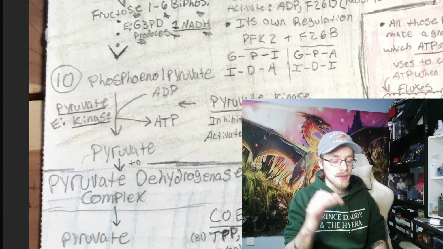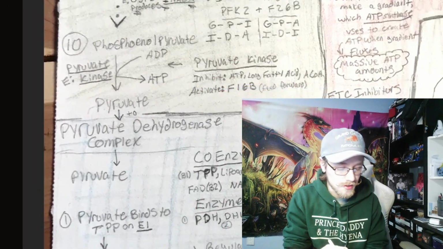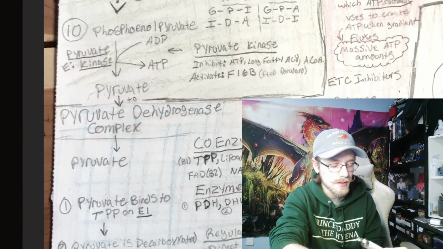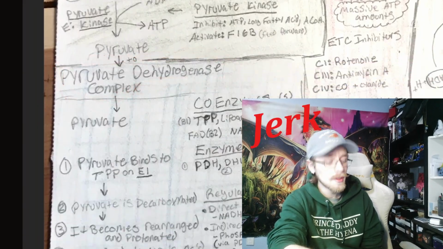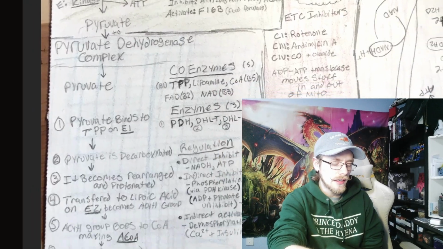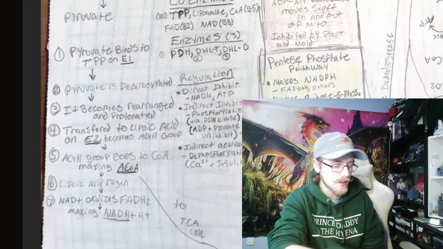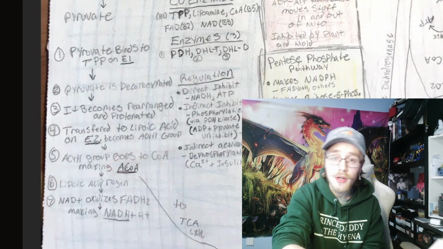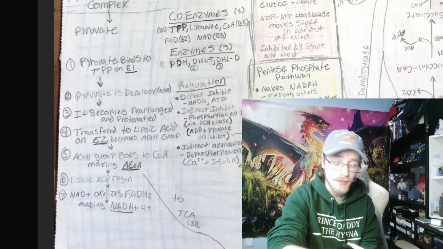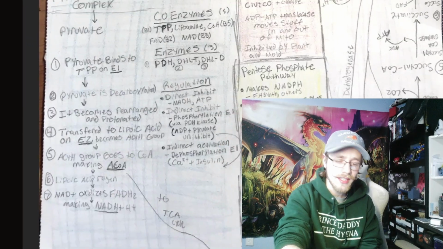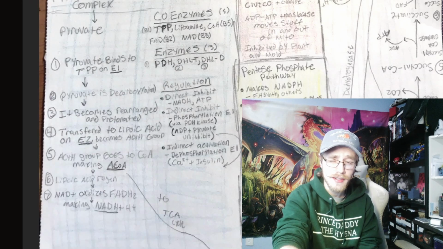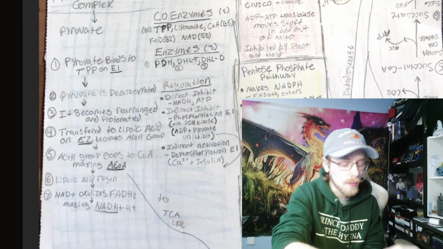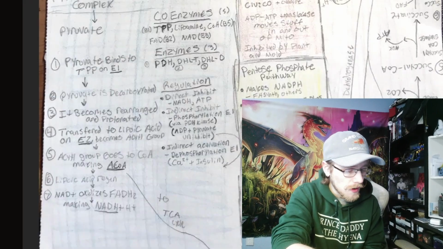Pyruvate is going to go into our next energy system, which is called the pyruvate dehydrogenase complex. It's not really an energy system, I lied to you just now. It's more of a conversion system to get us acetyl-CoA, or I just abbreviate ACoA. Acetyl-CoA is going to be very important for the Krebs cycle, or the TCA, the tricarboxylic acid cycle. Very important molecule. But we get there through a couple of steps in this complex.